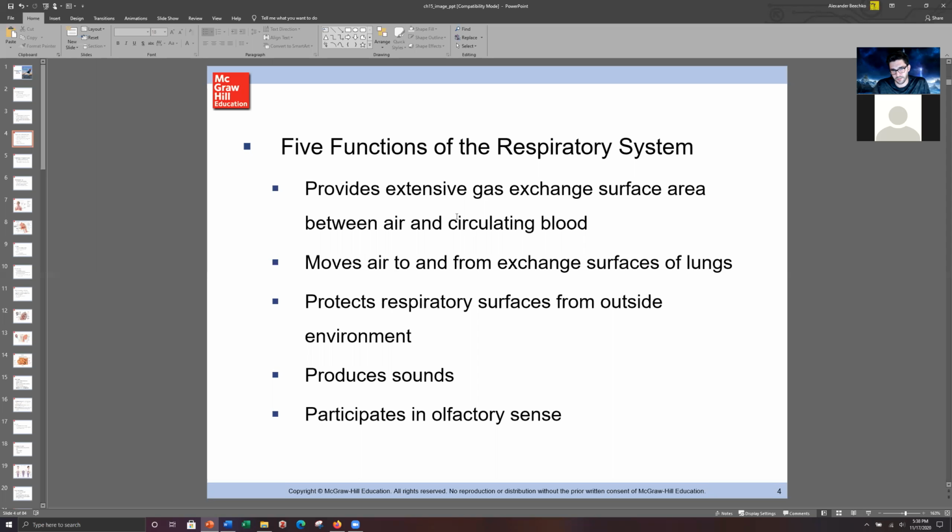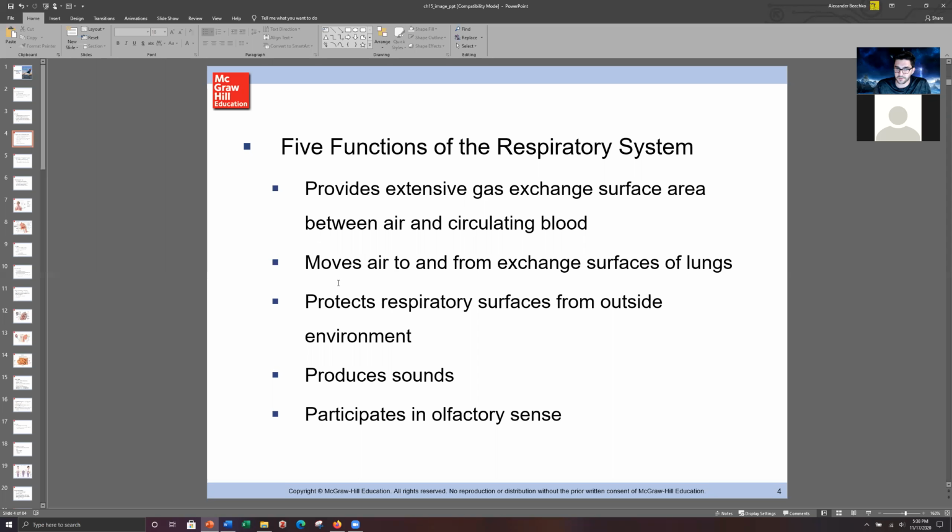So the lungs or the respiratory system itself provides a lot of surface area per the volume that it's taking up. So it moves air to and from the gas exchange surfaces of the lungs. Those would be the alveoli, or the little functional units of the lungs.